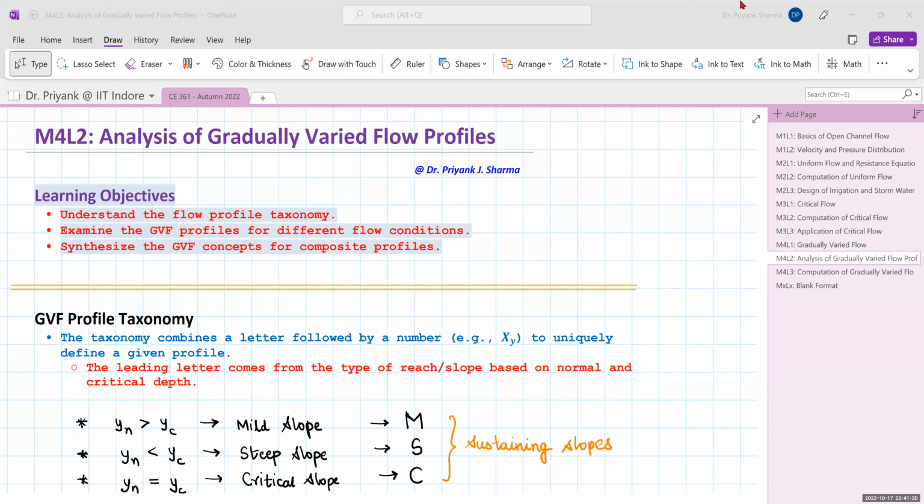and using all this knowledge we will synthesize it to derive the GVF profiles if a composite profile is provided to us. So let us start the first part where we assign a taxonomy to given flow condition.